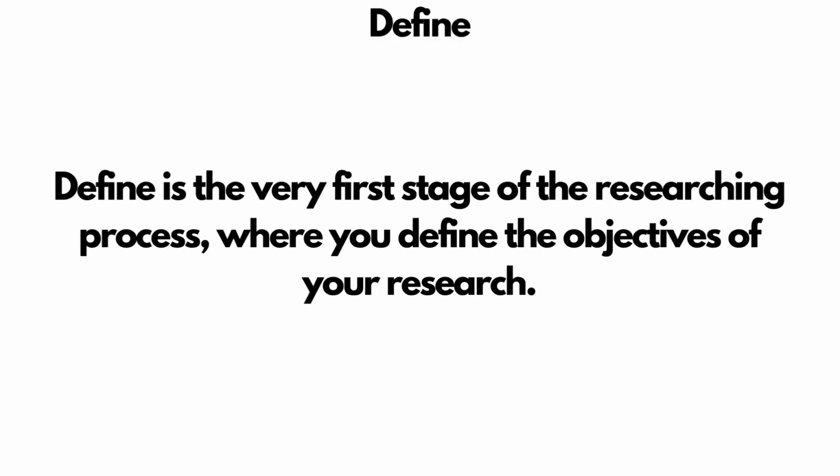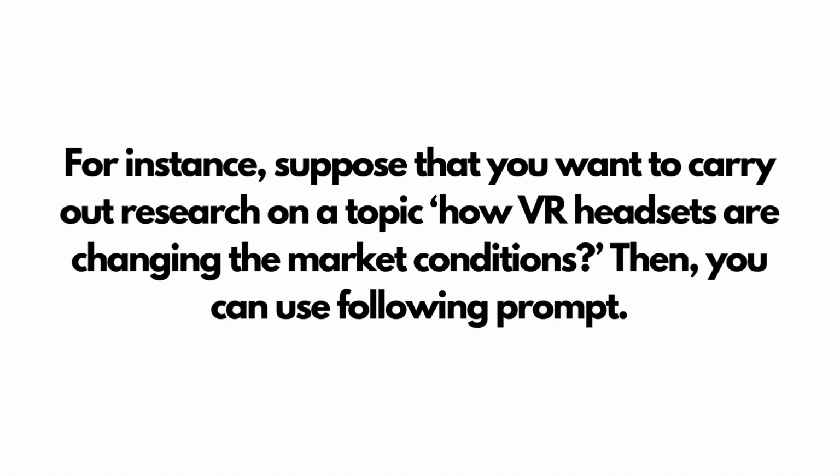Define. Define is the very first stage of the researching process, where you define the objectives of your research. Analyze the research topic, and gather different questions that you must ask ChatGPT to carry out your research. For instance, suppose that you want to carry out research on a topic: how VR headsets are changing the market conditions. Then, you can use the following prompt.